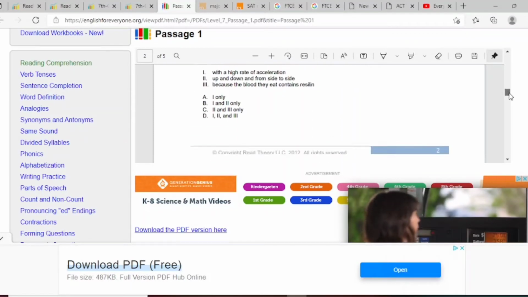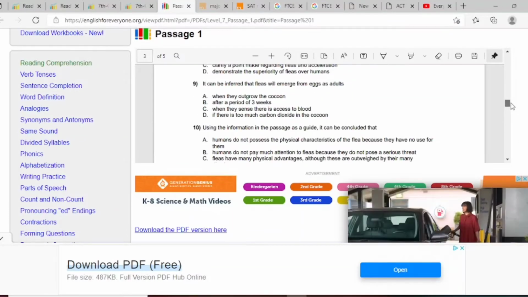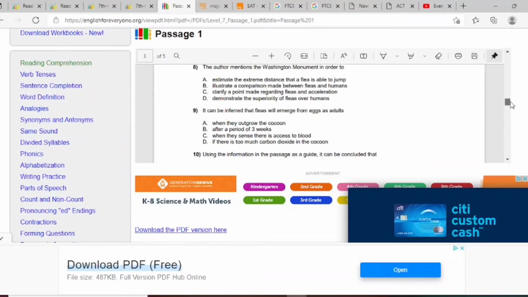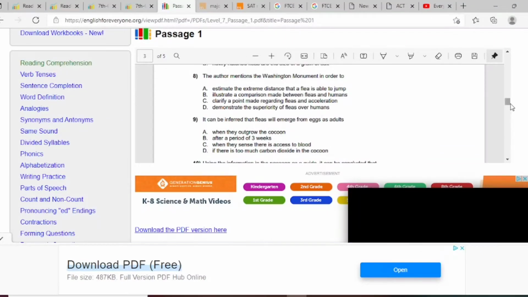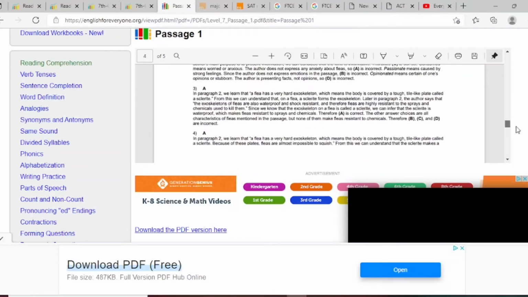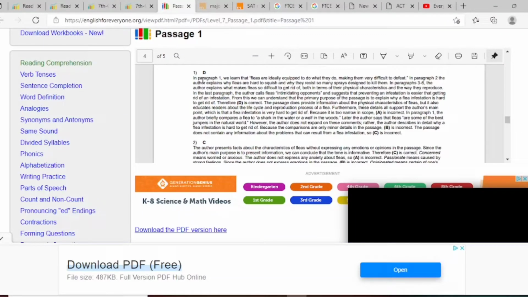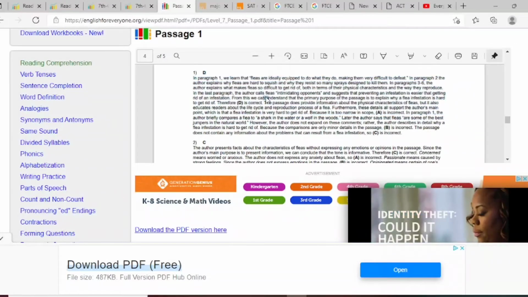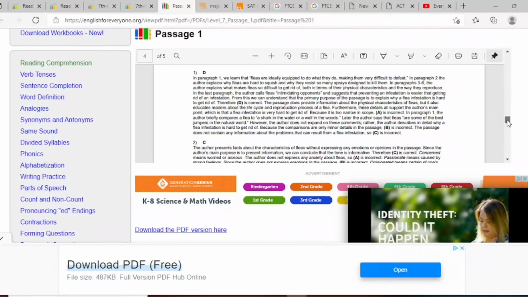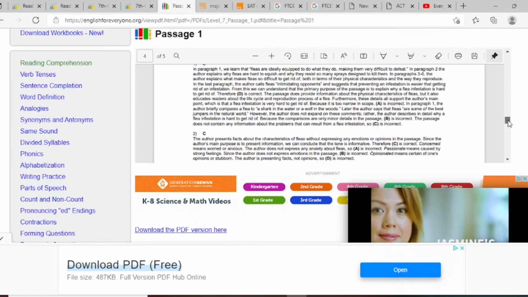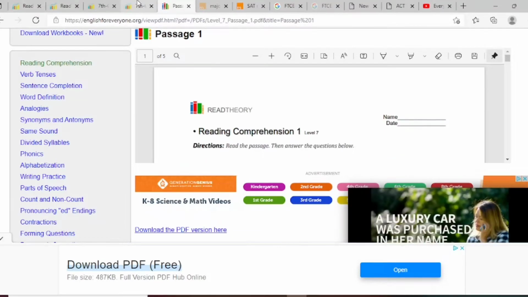But I also like these because these are the type of questions you're going to see, especially, for example, "it can be inferred", a lot of inference questions. So I really like these, and then it gives you the answer and explanation at the bottom. You can use these to help you know why you got something wrong. So these are very good practice.